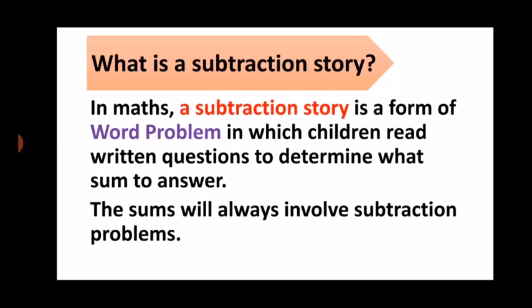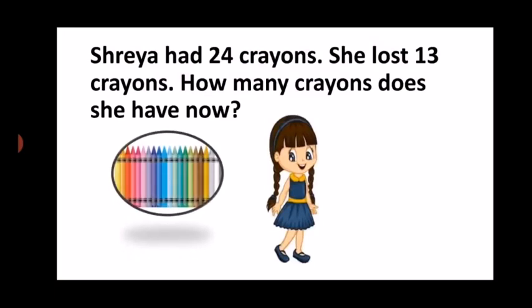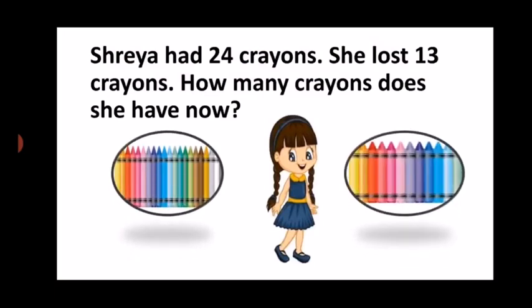These stories give us some information and then they ask us to find something. We have to understand really what is given and what we have to find out. Then we have to find the answers. Okay, so let us begin with the stories. Shreya had 24 crayons. She lost 13 crayons. How many crayons does she have now?